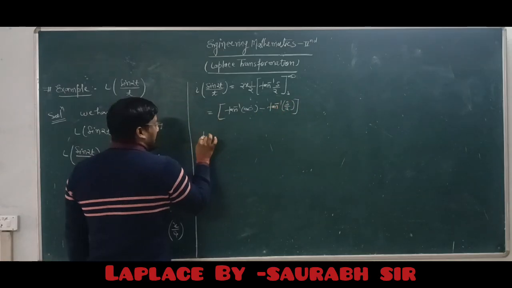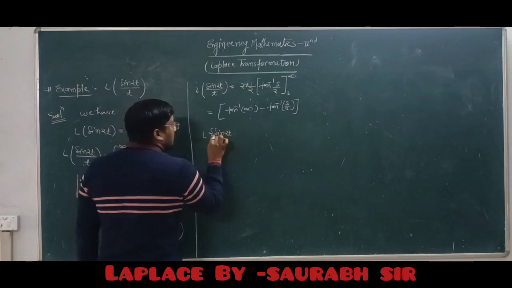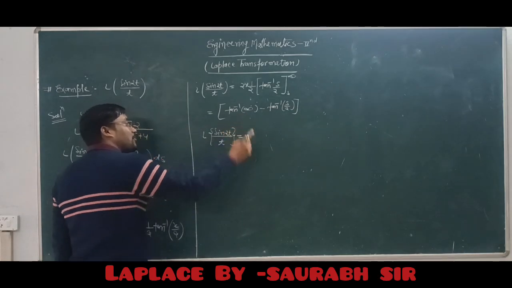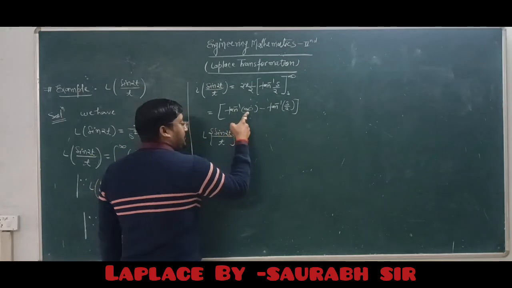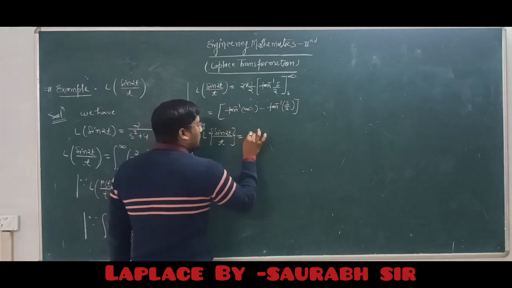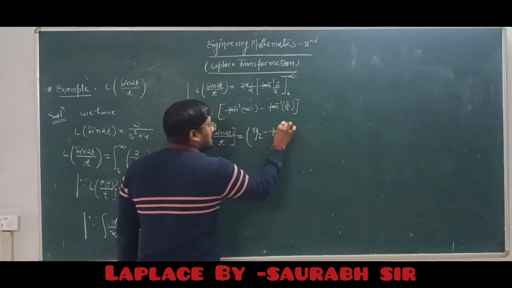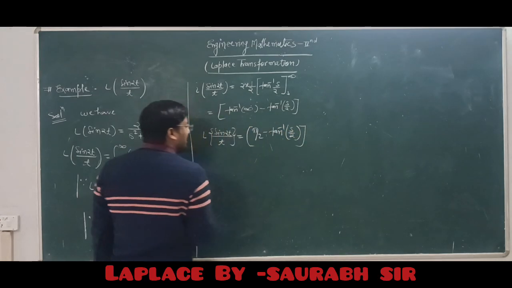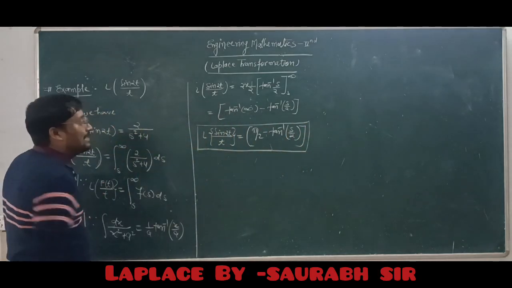Now solve this. L sine 2t upon t is equal to this value tan inverse infinite is equal to pi by 2. This is a infinite in a tan table. Value of infinite is equal to pi by 2. Now putting the value of this, pi by 2 minus tan inverse s by 2. The solution of this function is this.